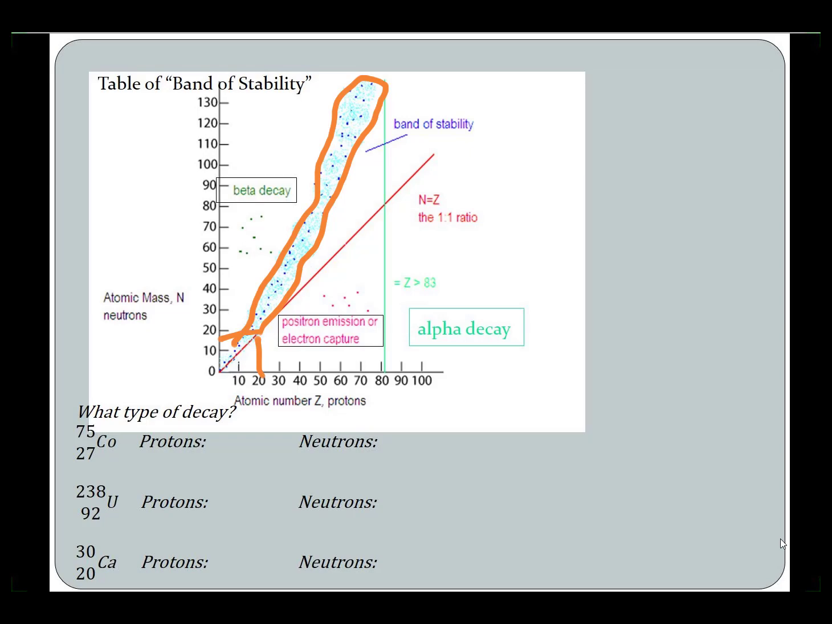It is more stable to have more neutrons for the number of protons. You should be able to read a table of band of stability and answer these questions here. So you should be able to determine what type of decay occurs and be able to write an equation.